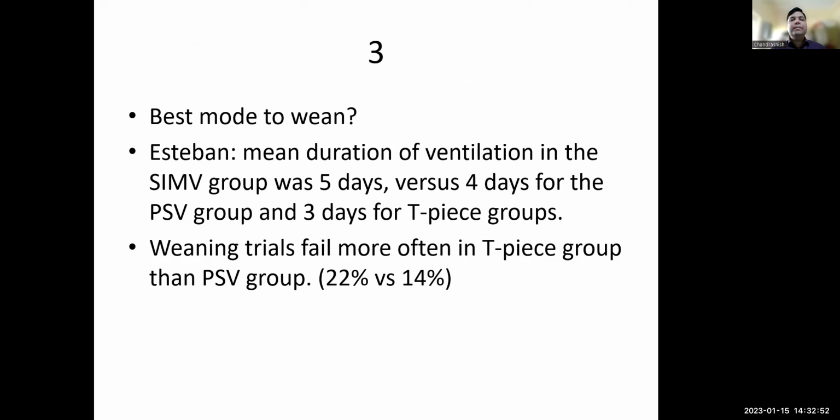The third is, what is the best mode to wean? Now, people have debated on this for a long time.